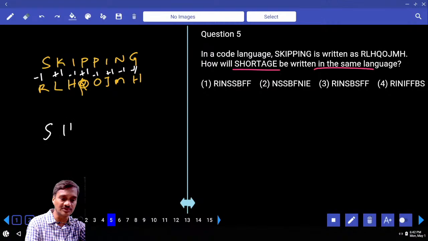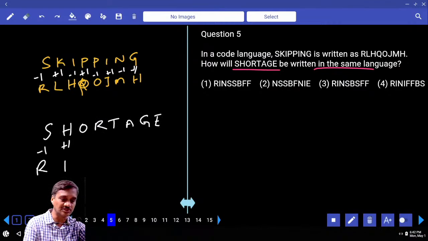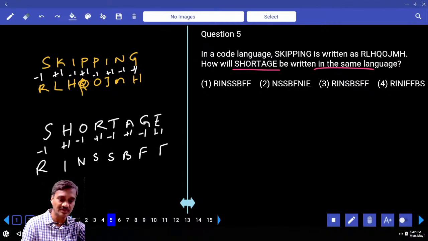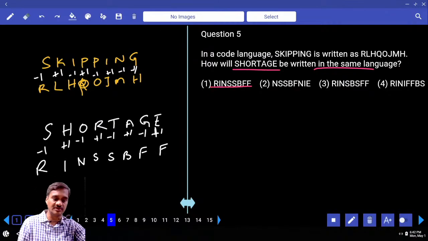Then what is the code to the word SHORTAGE? Now in this, S minus 1, H plus 1, R, H plus 1 is A, O minus 1, N, R plus 1 S, T minus 1 S, A plus 1 B, G minus 1 F, and E plus 1 F. Then what is your answer? RN, RIN, SS, BFF, choice 1.